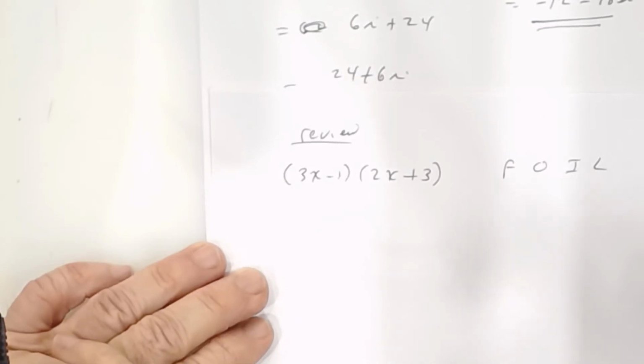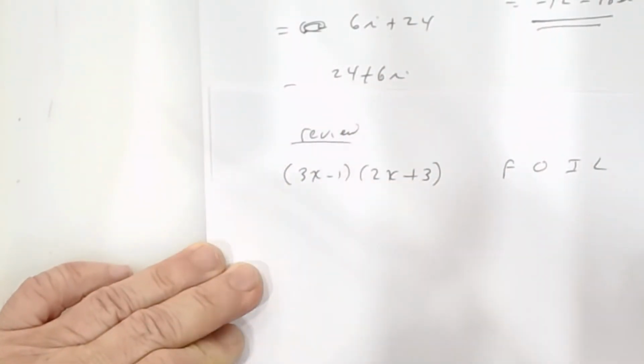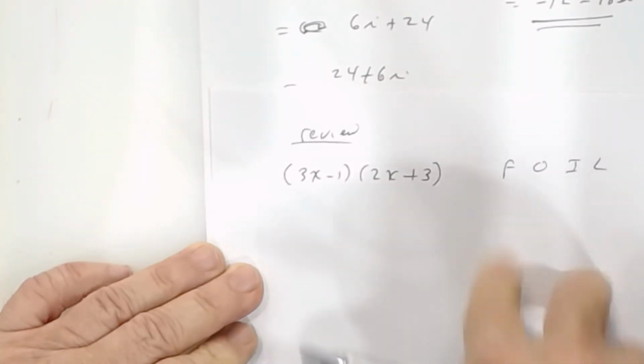Okay, use FOIL there. When you multiply two binomials, use FOIL. And a complex number is in what form? A binomial, a plus bi. So when we get to the next part of this complex number section, we're going to use FOIL. You're going to see what it looks like. All right, but let's review FOIL.